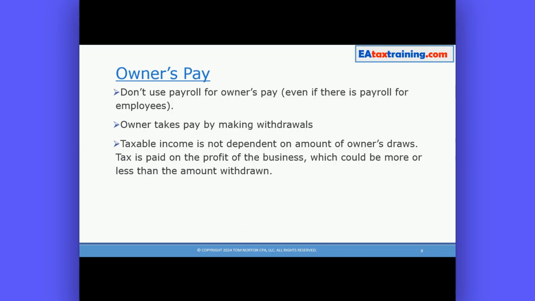Taxable income is not dependent on the amount of your draws, on the amount that you take out. You're going to pay tax on the profit of the business, regardless of how much cash you take out, because the amount that you withdraw might be more or less than the amount of profit from the business, and you're going to pay tax on the profit of the business regardless.